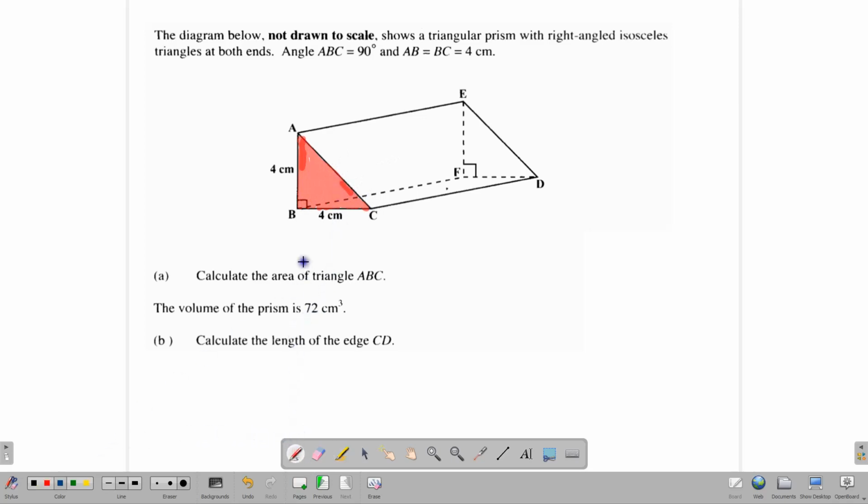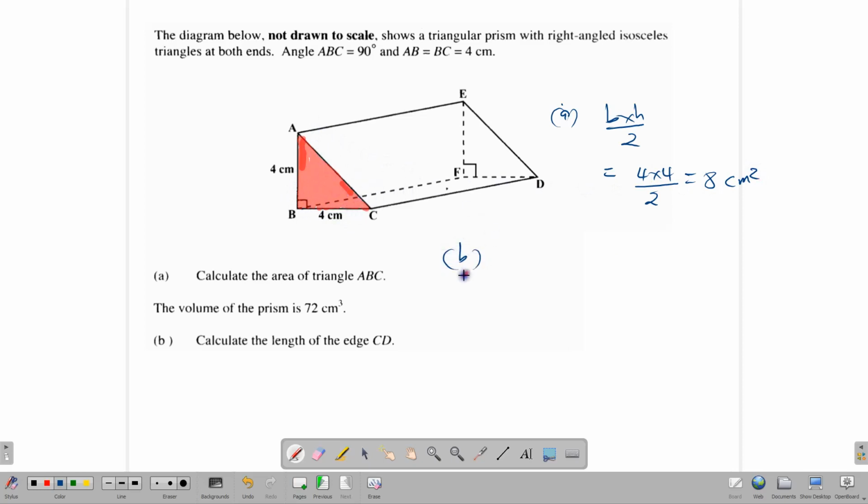So here we go. The area of the triangle ABC, we use this simple formula. Base times height divided by 2, or half base times height. In this case, it's a very simple calculation. 4 times 4 divided by 2, which gives us 16 divided by 2, which is 8 centimeters square. So that is the area of our triangle, and it is our cross section as well.